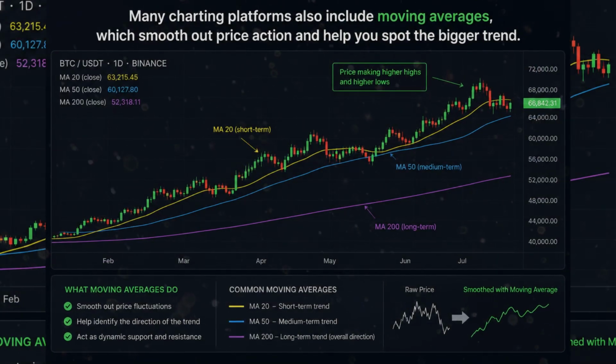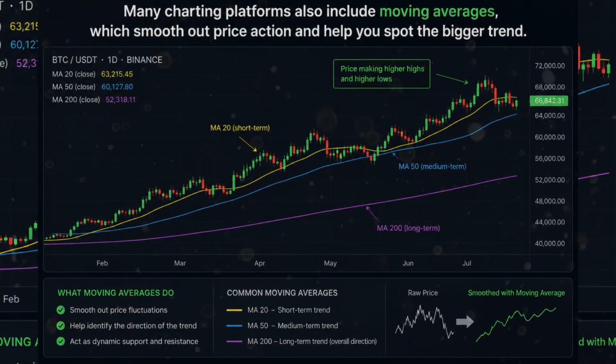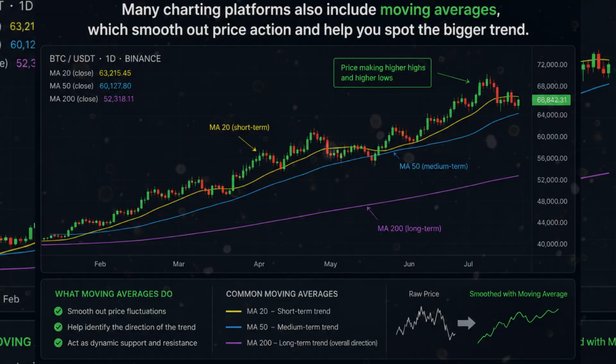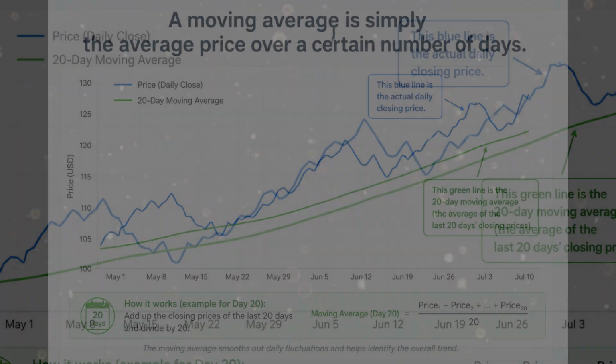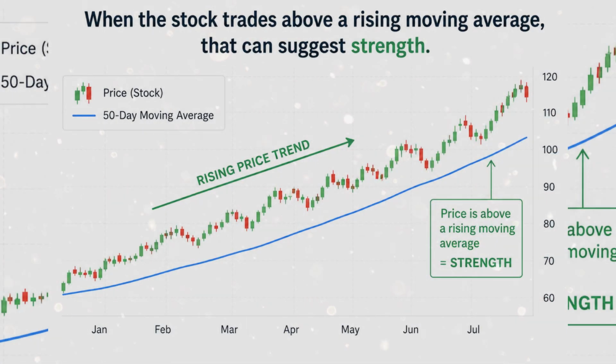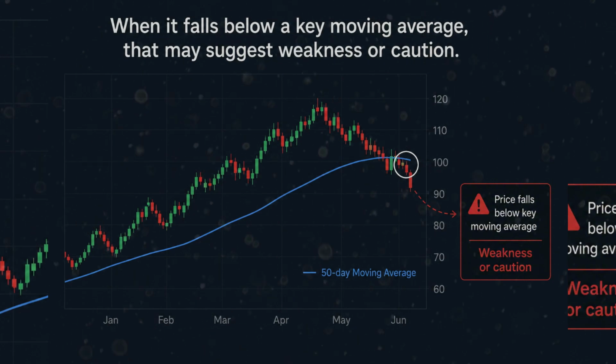Many charting platforms also include moving averages, which smooth out price action and help you spot the bigger trend. A moving average is simply the average price over a certain number of days. When the stock trades above a rising moving average, that can suggest strength. When it falls below a key moving average, that may suggest weakness or caution.